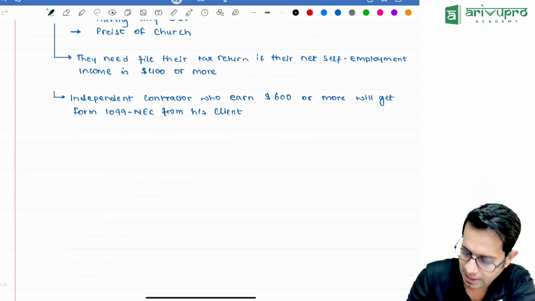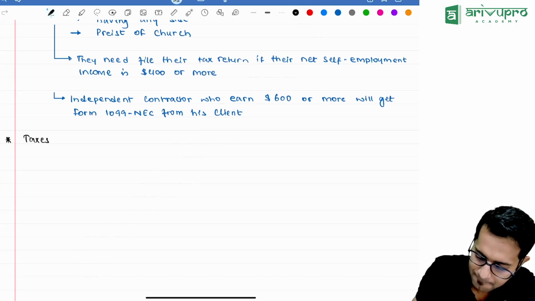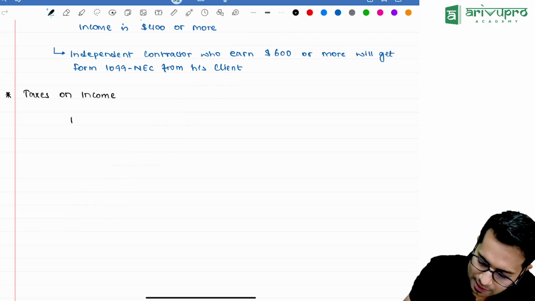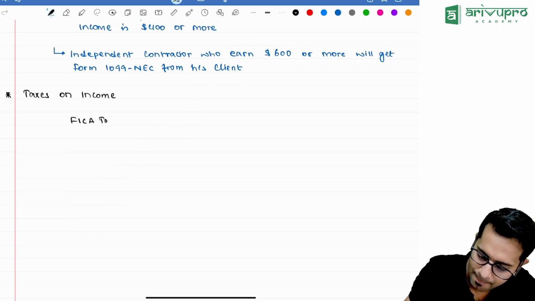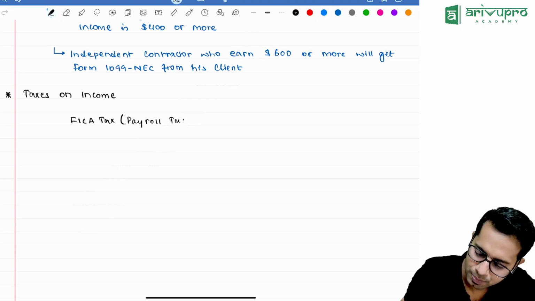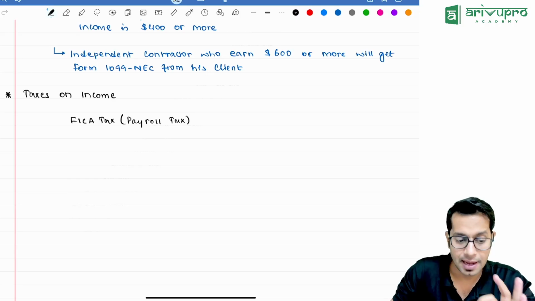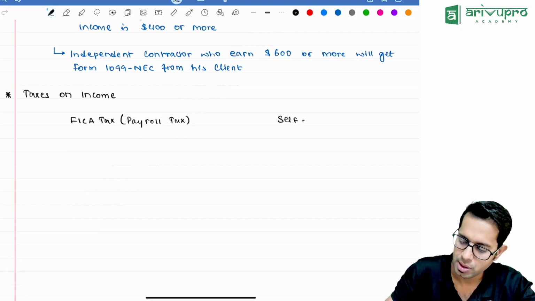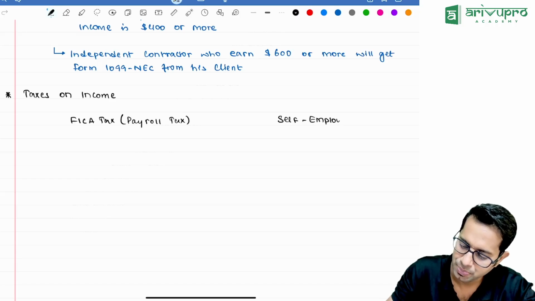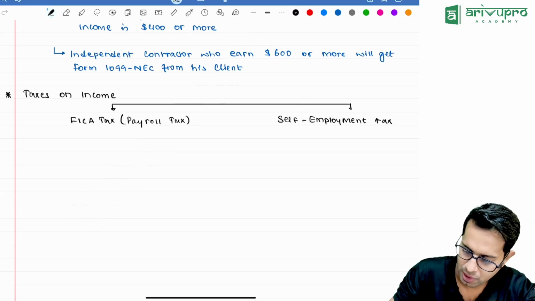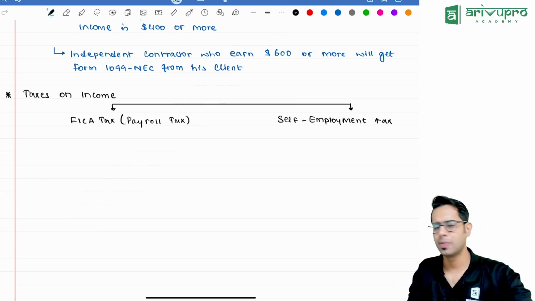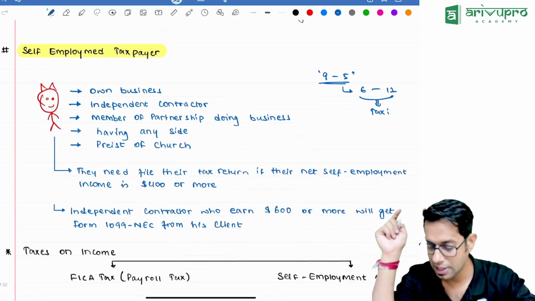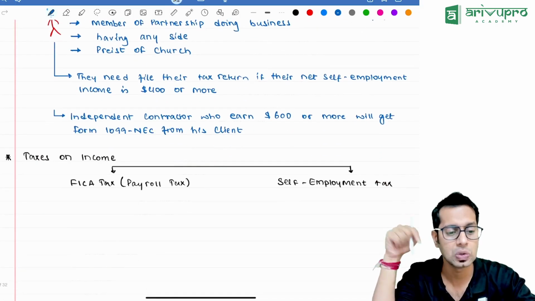The government will collect two types of taxes. One type of tax is called FICA tax, also called payroll tax, and the other type of tax which they collect is called self-employment tax. Basically, they both are exactly the same. The rate at which the tax is required to be paid is the same. For understanding self-employment tax, because we are discussing self-employed taxpayers, you will first have to understand what this FICA tax is.